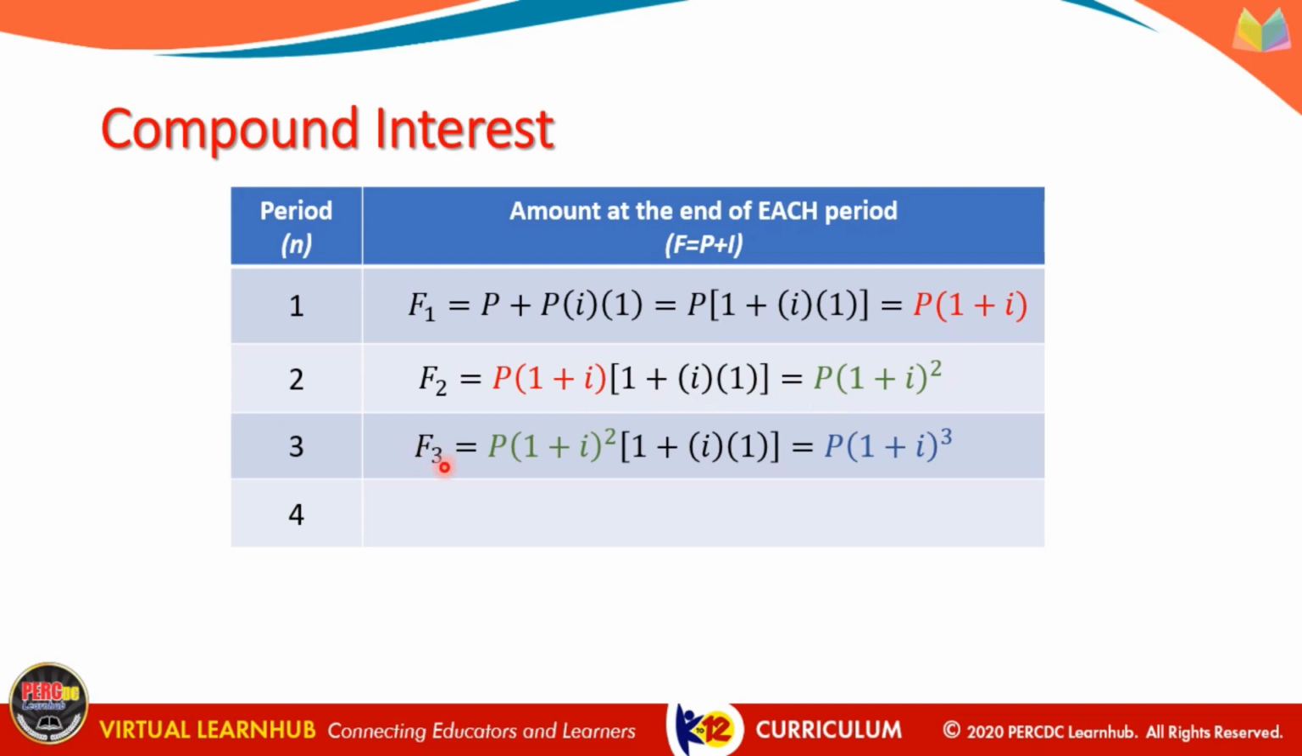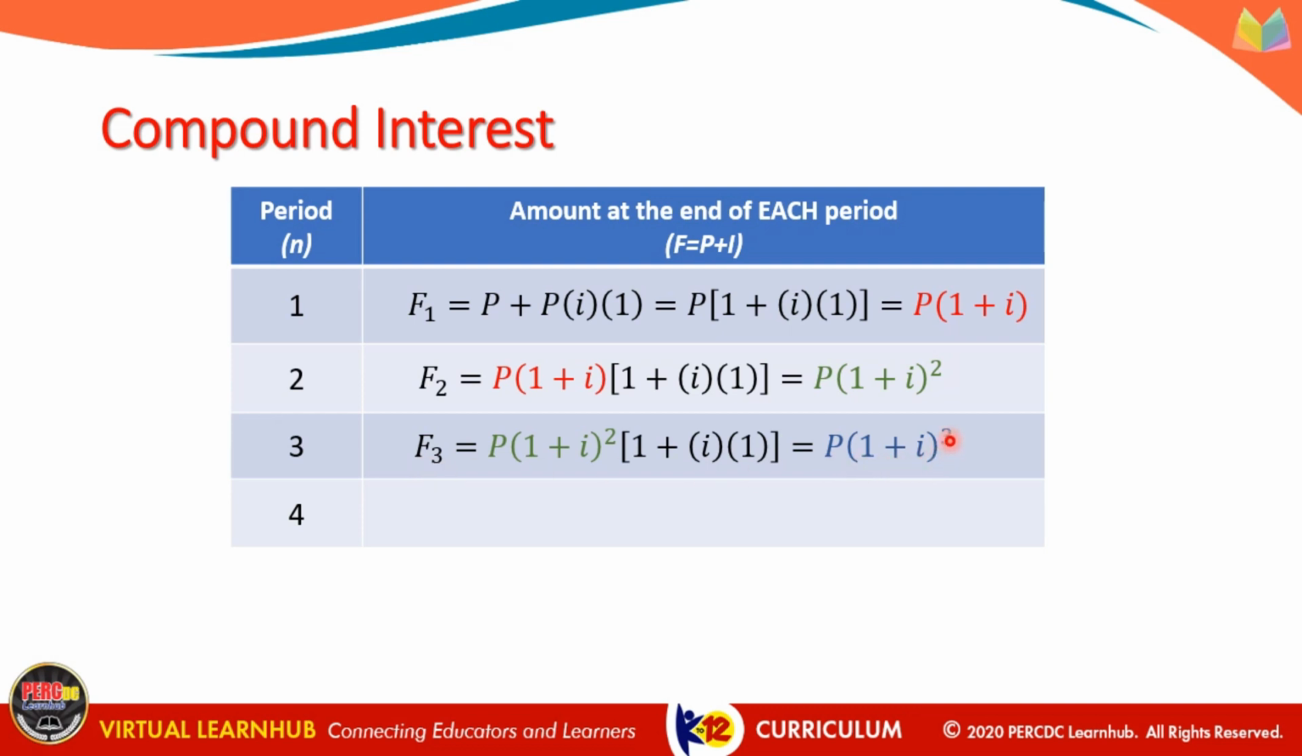At the end of the third year, the value of the investment, F sub 3, is equal to P times quantity 1 plus I squared. This is the value of the investment at the end of the previous year, the second year, times 1 plus I times 1. This is for the interest gained for another one whole year, the third year. That's 1 plus I squared times 1 plus I, which gives us 1 plus I cubed. The value of the investment at the end of the third year, F sub 3, would be P times quantity 1 plus I cubed.